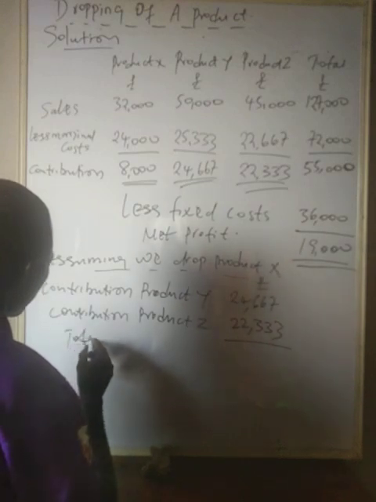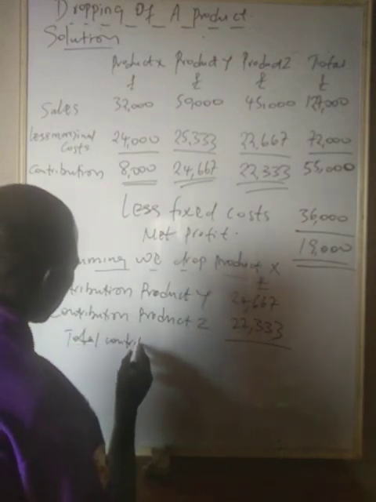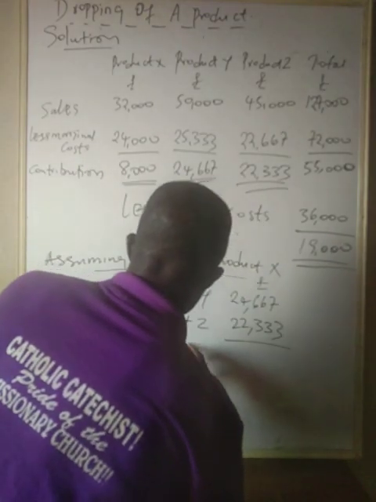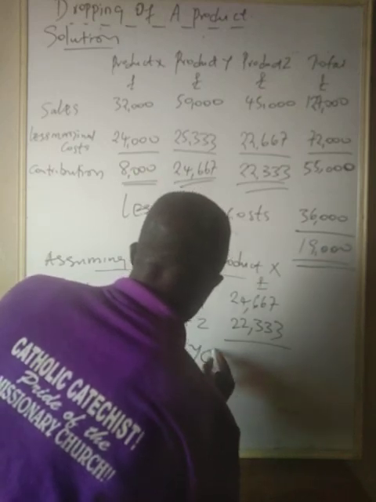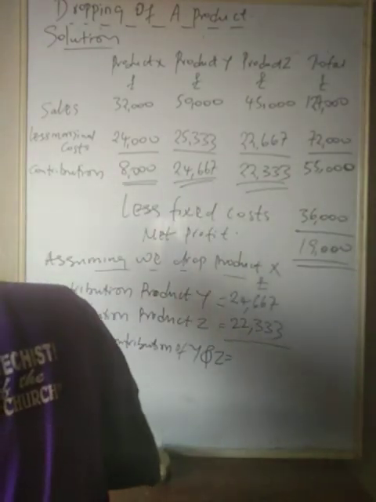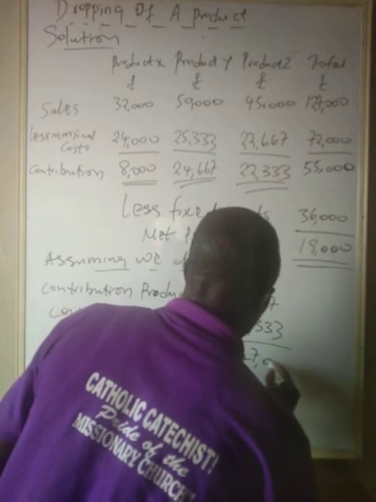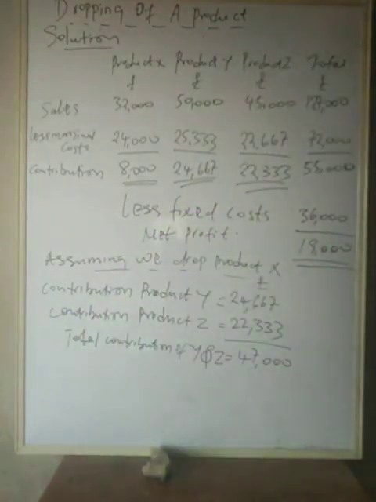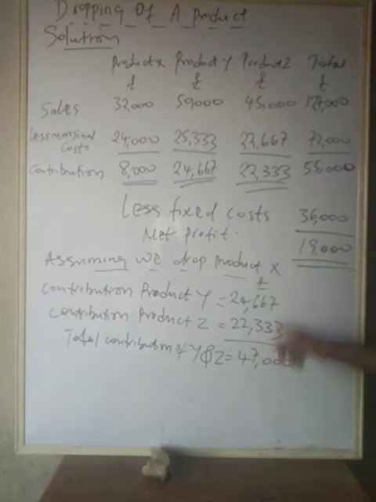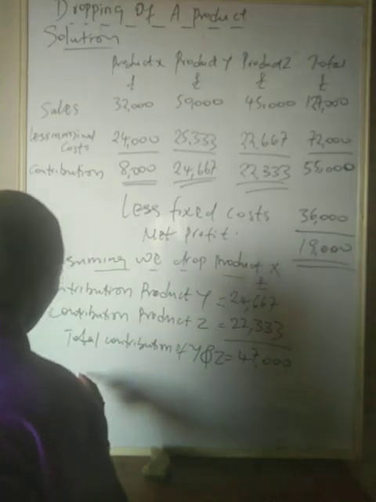Total contribution of Y and Z, we have 47,000. You see? If product X is not dropped, we have 55,000. Assuming we drop product X, we have 47,000 as total contribution. So the fixed cost, whether you drop it or you don't drop it, remains the same. Less fixed cost.